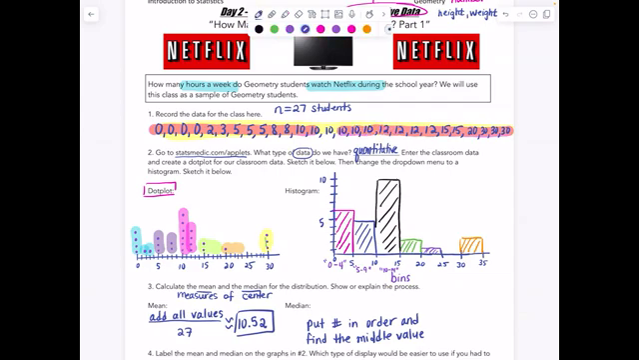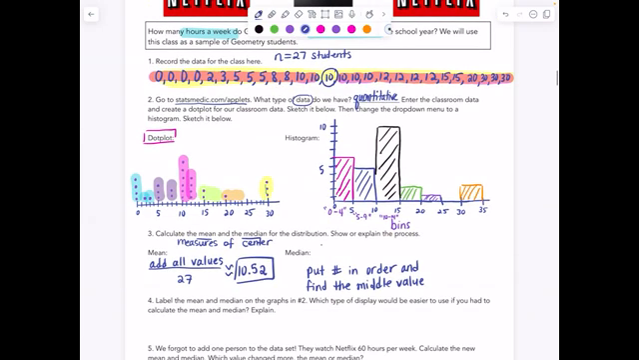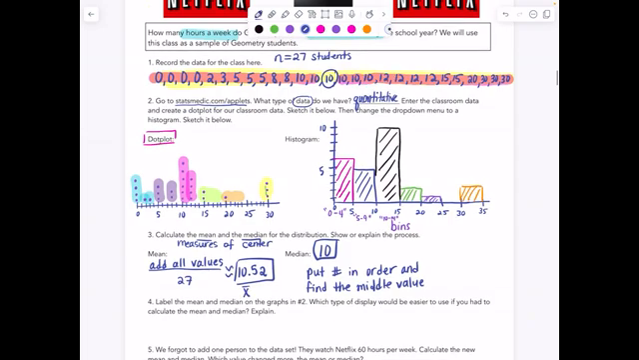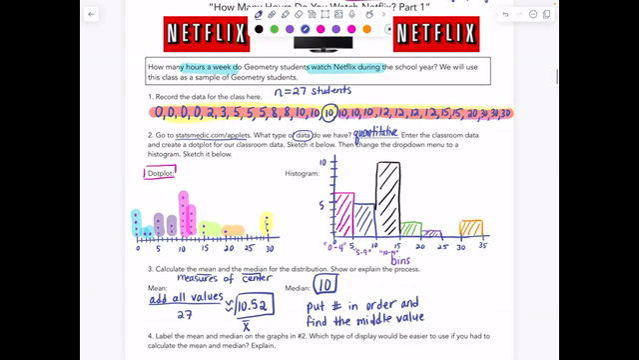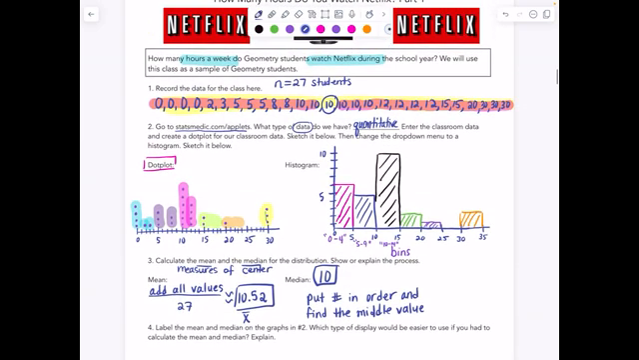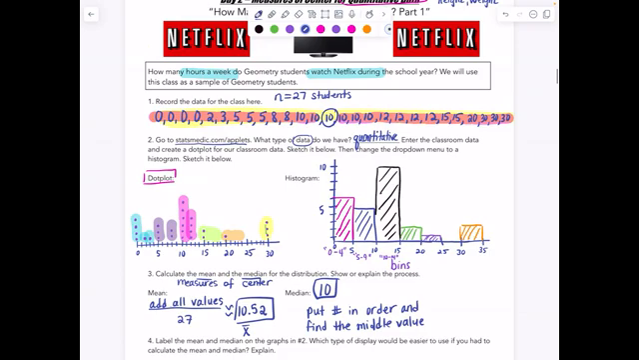So hopefully you can see there is a middle value of 10. So my median is 10. Sometimes you'll see the mean abbreviated as x bar if it is a sample. So our median is 10 and our mean is 10.52. Those two numbers are really close to each other.